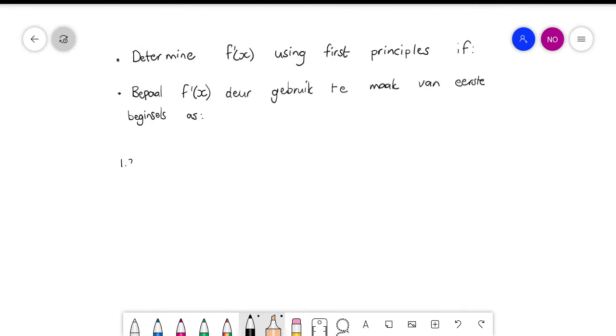Okay, so the first one, 1.2.1. In grade 12 I'm going to spend at least 40 minutes of an hour and a half just on this. But at some point you have to start doing them on your own.